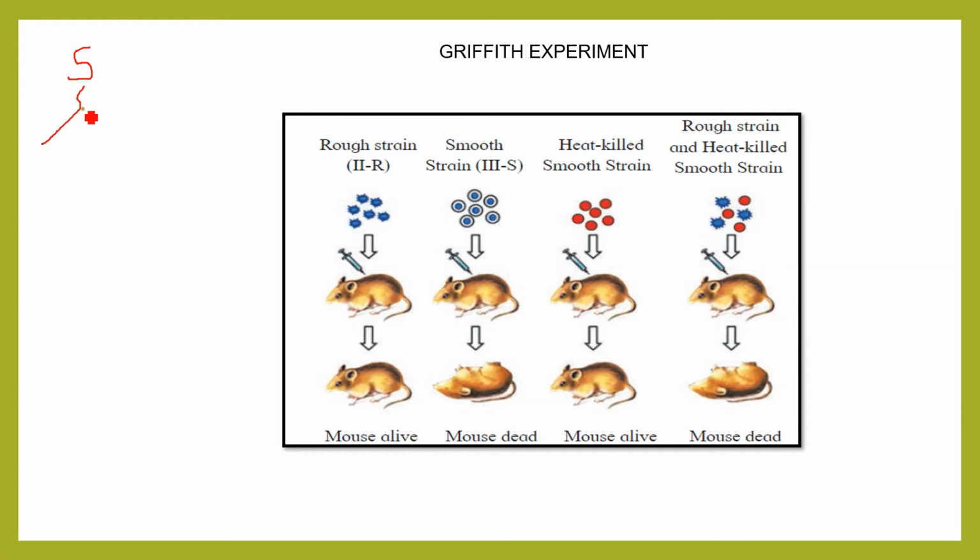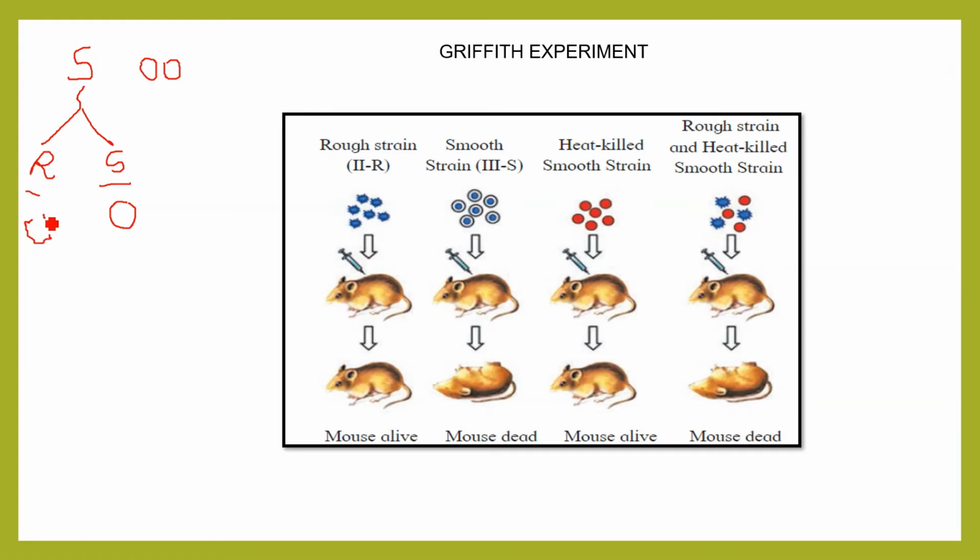One is R type, another is S type. Now the R type indicates rough strain, whereas S type indicates the smooth strain. Under the microscope, since it is Streptococcus, coccus always means circular, so this bacteria looks like this circular structure. So this is smooth strain. If you observe, it is completely smooth, no roughness on the surface. But when you observe the rough Streptococcus, the surface is somewhat rough.